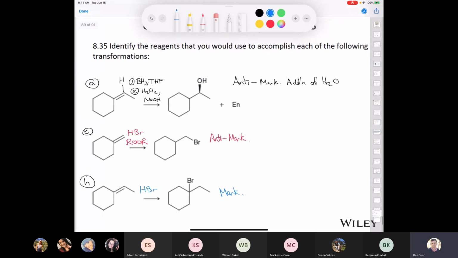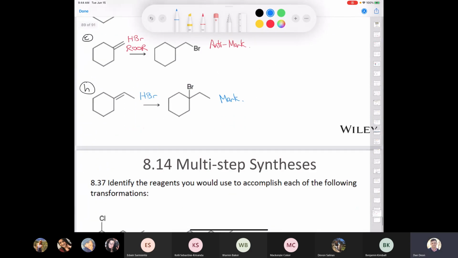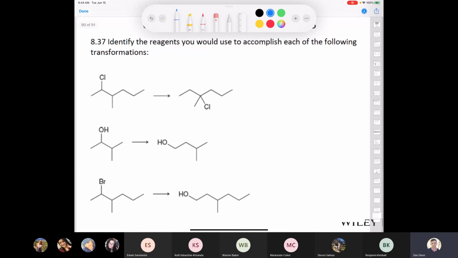Well, let's move on to something that's a little more complex, and that would be questions where you have to identify the reagents. So this is question 8.37. We're going to start by taking a look at questions A, B, and C. I'm going to need to move over to a blank document to do these because they require some serious space to solve.